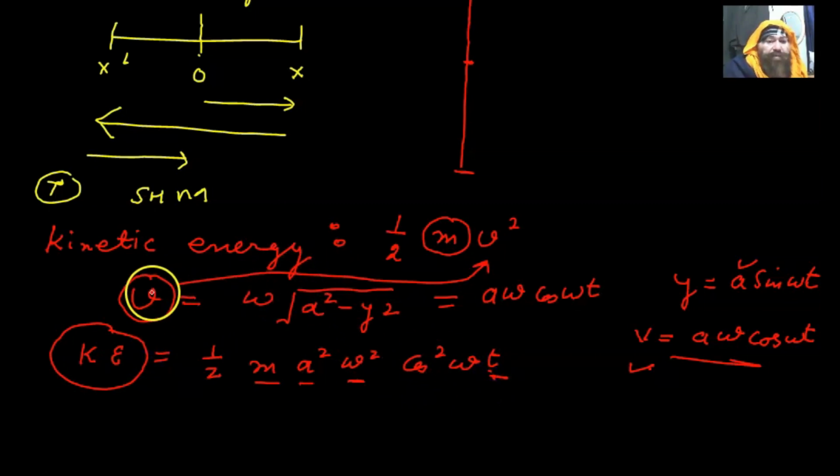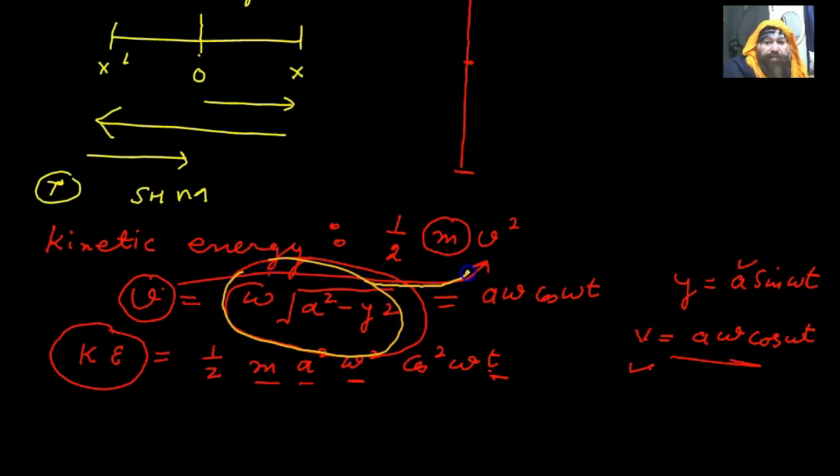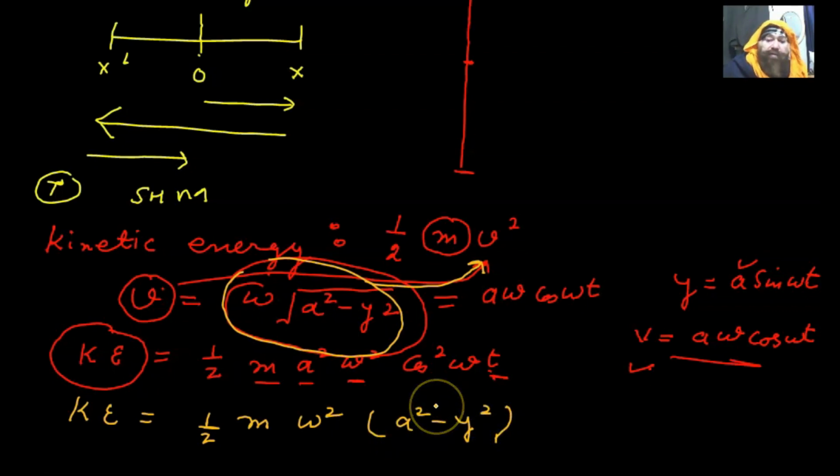Now if I substitute this other value of v here, then kinetic energy equals half m omega square times a square minus y square. Now this is a very important equation.